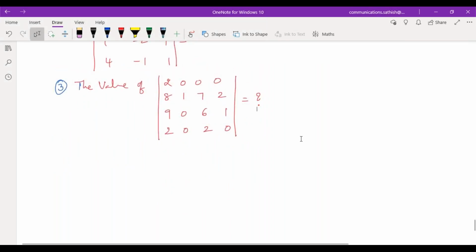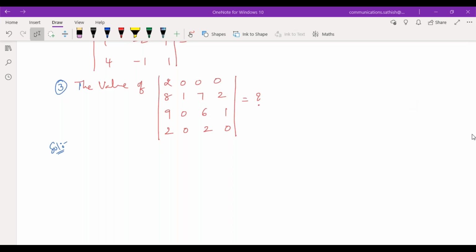How will you solve it? Sir, up to third order you told me, but we don't know about the fourth order. See, this is also a very easy manner. Nothing to worry about. Am I audible to all? Don't panic about the fourth order matrix determinant.